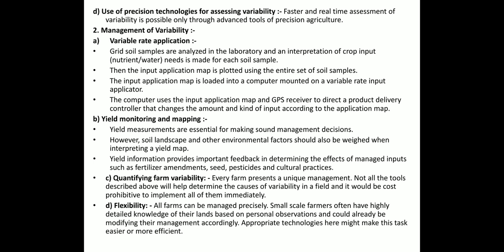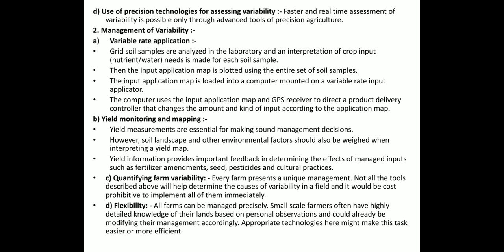The second point in the management of variability is yield monitoring and mapping. Yield measurements are essential for making sound management decisions. Accordingly, soil, landscapes or other environmental factors should also be weighed with the help of interpreting the yield maps. Yield information provides important feedback in determining the effects of managed inputs.